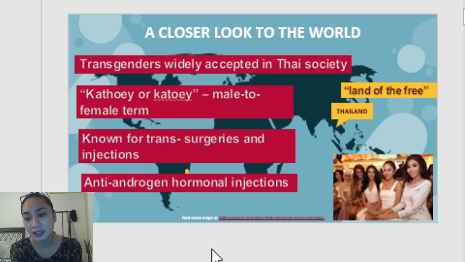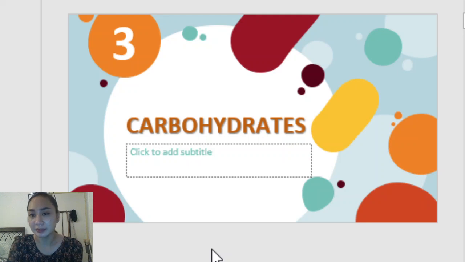And meron silang tinatawag na anti-androgen hormonal injections. Kaya yung mga transgenders doon, yung mga gusto magpa-convert from male to female, yung hormone na androgen, parang pinipigilang mag-produce nung injection na yan. No? So, yan. Okay. So, I know, medyo 16 minutes pa lang, pero kayang-kaya nyo to, no?